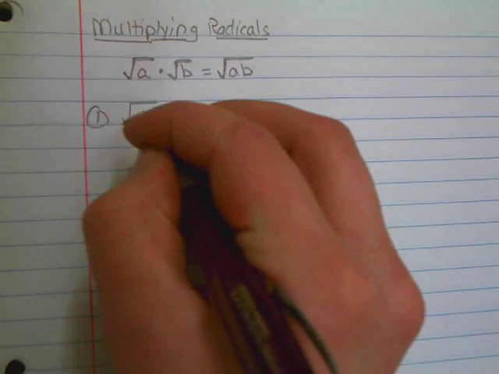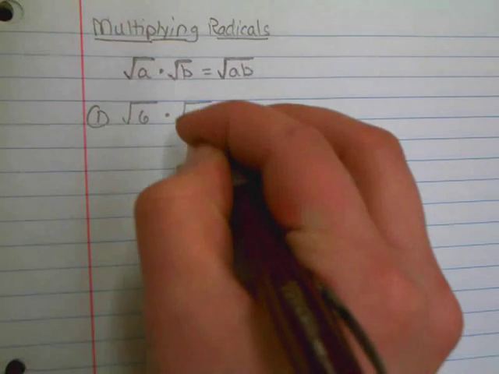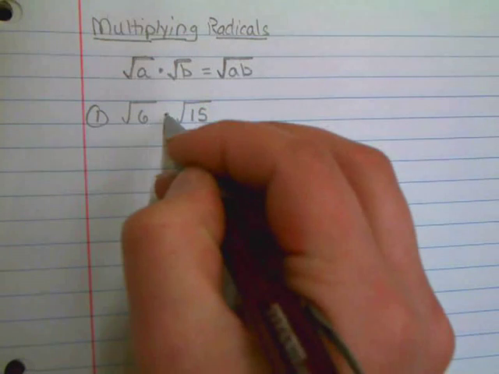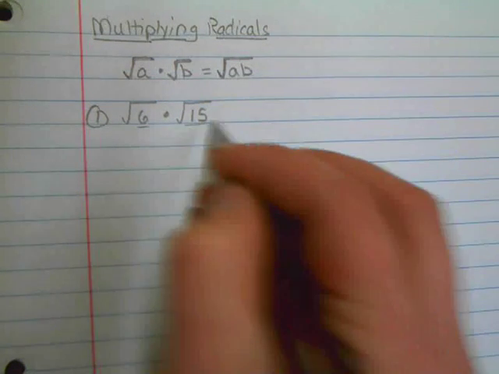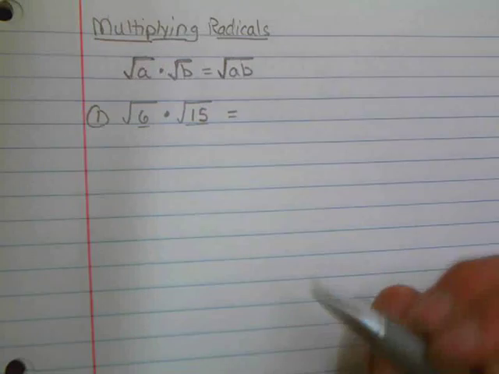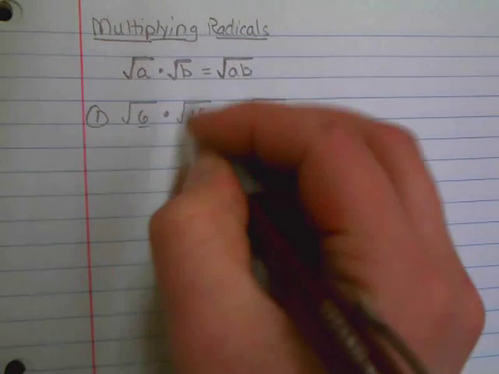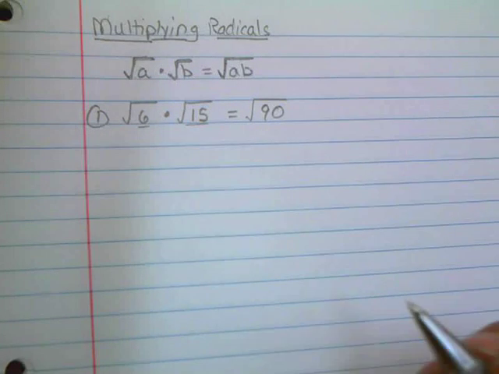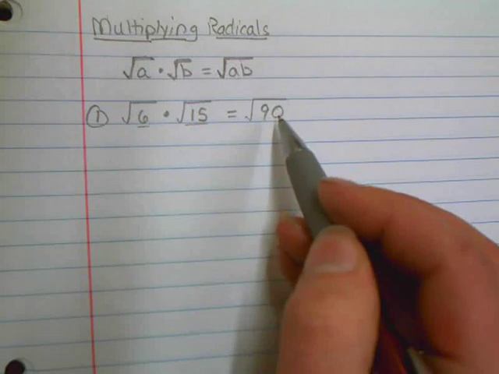How about the square root of 6 times the square root of 15? Well, all you have to do is do 6 times 15 and throw it under a single square root. So the square root of 6 times 15 is 90. Now, for your final answer, your radicals need to be simplified.